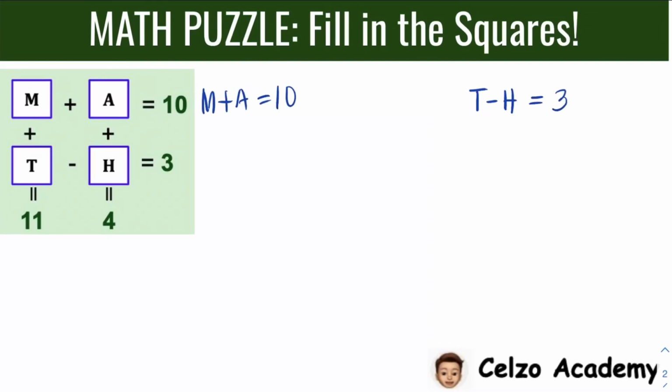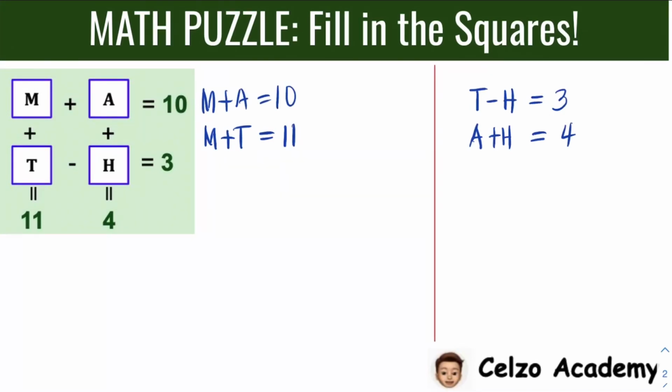Now let's do the vertical equations. The first vertical equation is m plus t is equal to 11. The second vertical equation is a plus h is equal to 4. I paired up the equations like this to eliminate some of the variables. For the first system of equations, variable m is common to both equations. So I will do subtraction to eliminate the variable.